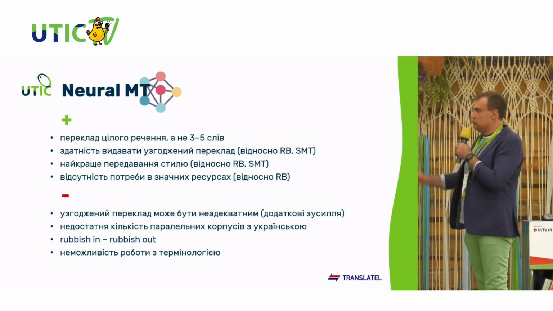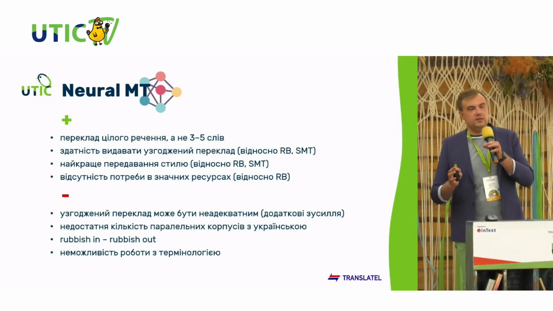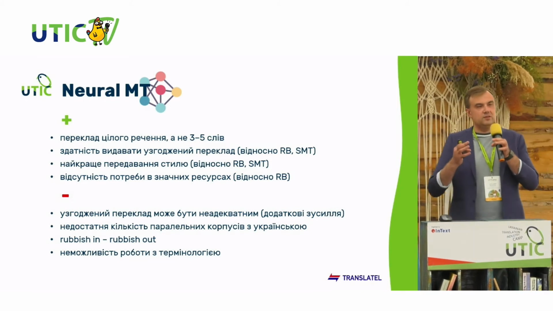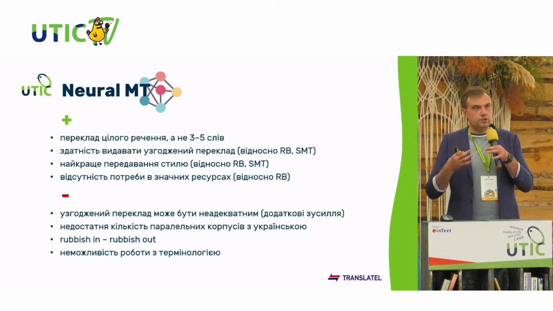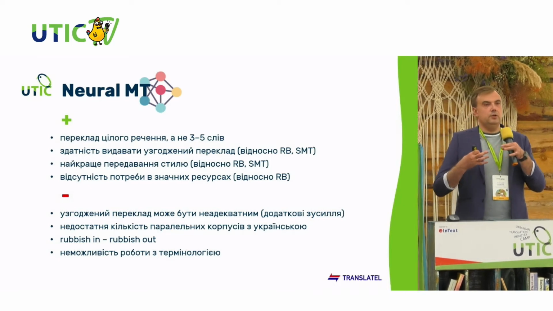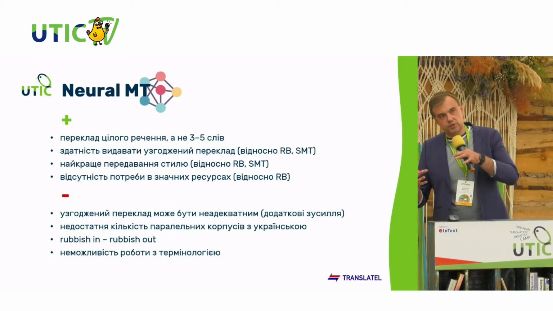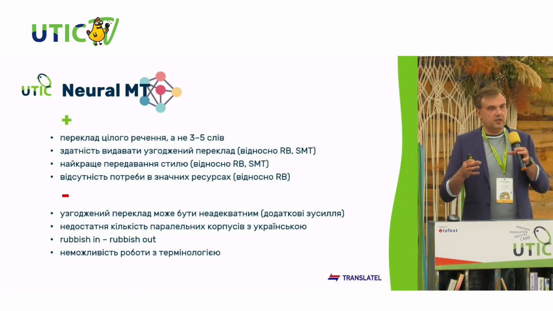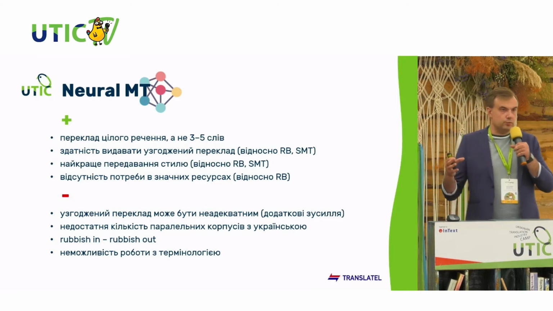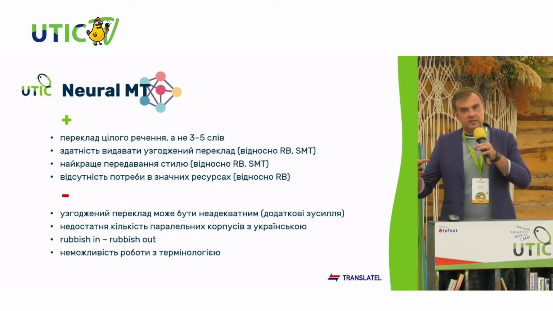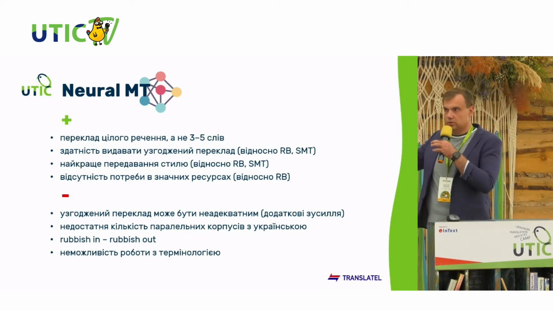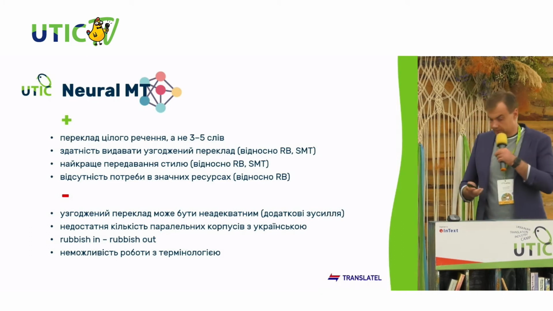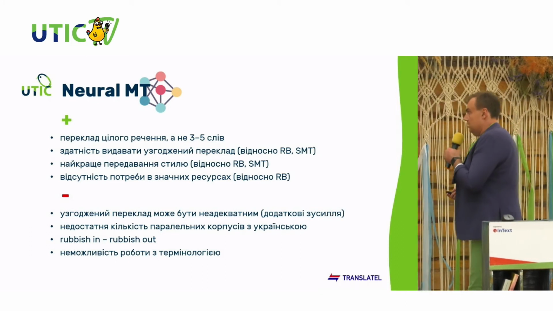Then again, lack of text corpuses. Again, it's a great problem. Rubbish in, rubbish out. Because we're talking about deep learning. And this is how it happens. You feed this large bulk of text into the machine and train it. That's why we call it neural. That's why we're talking about deep learning here.